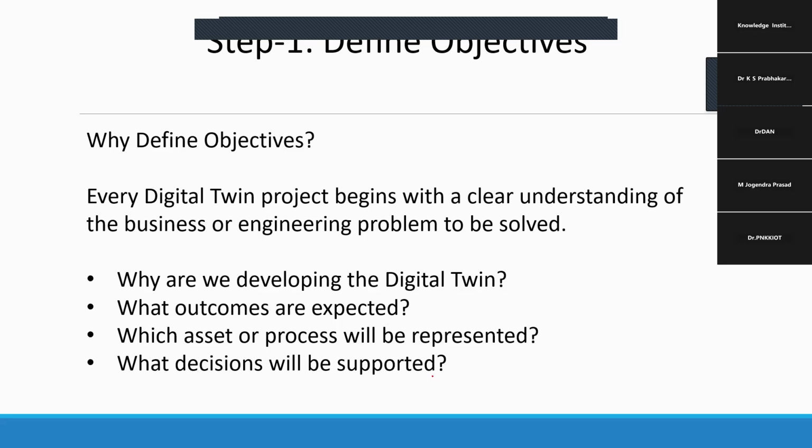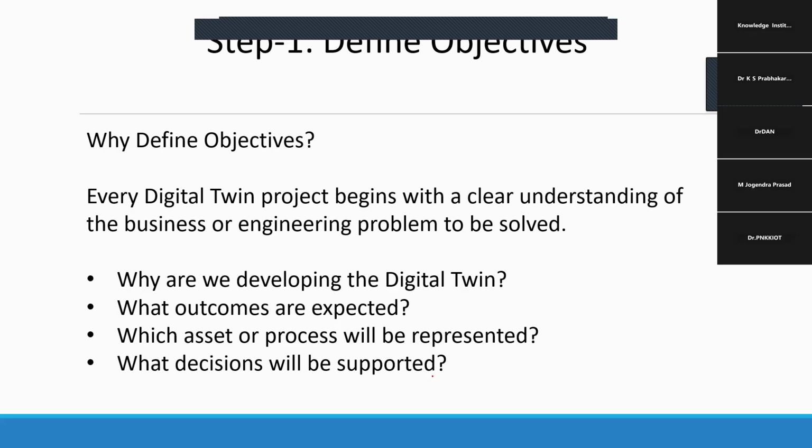Fourth is what decision the digital twin will support. For example, will it help to schedule the maintenance, optimize the process parameters, predict the failure, or support autonomous operation? We have to be clear about these things. First, we have to define the objective.